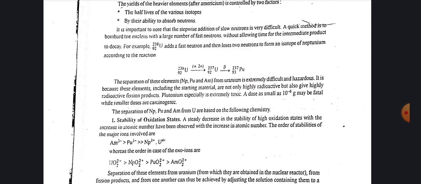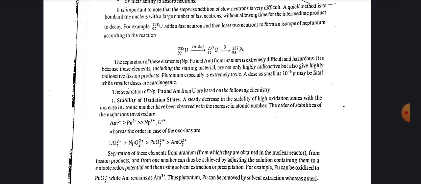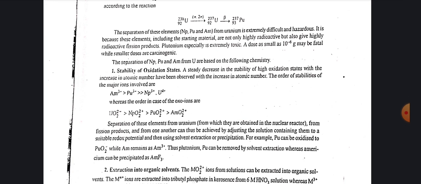A quick method is to bombard the nucleus with a large number of fast neutrons without allowing time for the intermediate product to decay. For example, uranium adds a fast neutron and then loses two neutrons to form an isotope of neptunium according to the reaction.